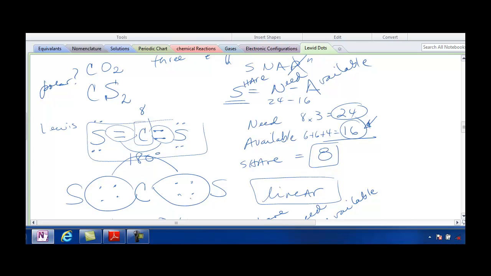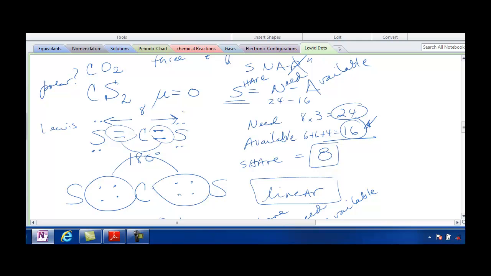I have a bond, and whether I have carbon, oxygen, oxygen, or carbon, sulfur, sulfur, that's a polar bond. I'm going to have a dipole pointing east and a dipole pointing west. But if I have a sulfur at each end of the carbon, it is pulling with the exact same intensity. So I have like a tug of war. This dipole is with the exact same magnitude and opposite direction to that one. So my net dipole is 0.